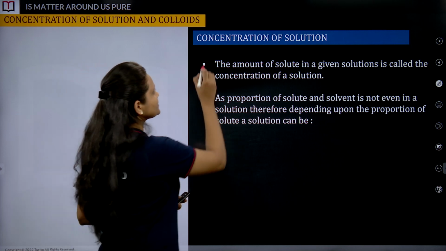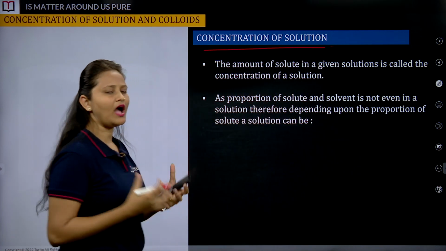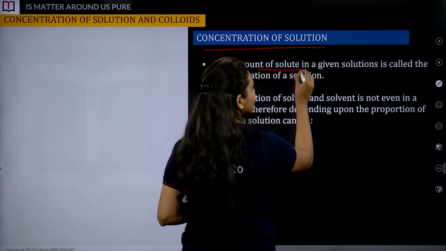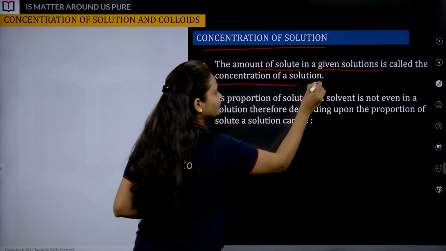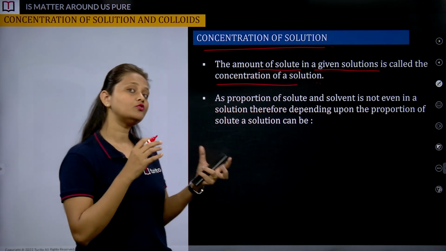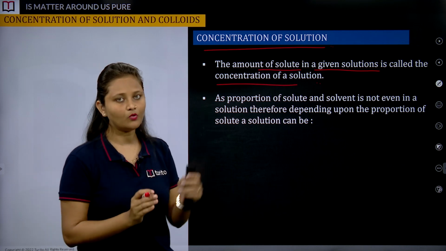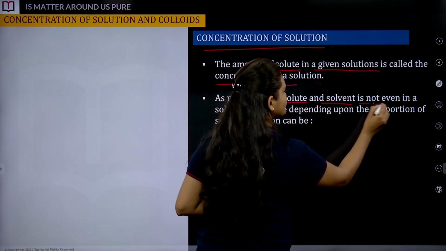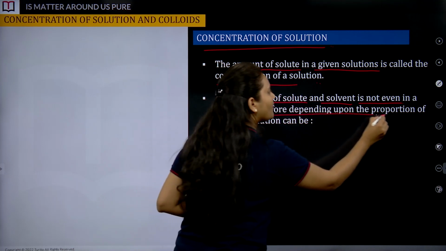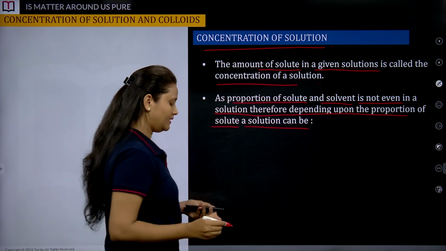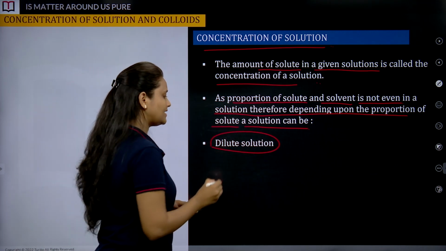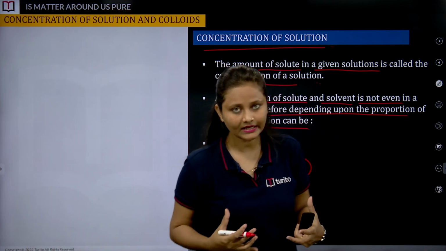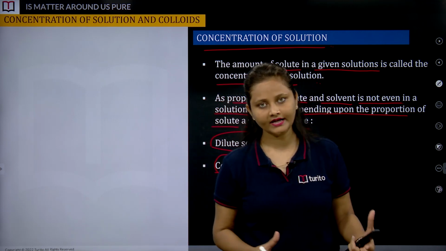We have the next term called concentration of solution. What do you mean by concentration? I am sure you must have heard this word. Students, the amount of solute in a given solution is called the concentration of the solution. We measure the total amount of solute which we have taken in the solution. That exact amount gives you the term called concentration of the solution. As the proportion of solute and solvent is not fixed in a solution, depending upon the proportion of solute we can classify solutions as dilute solution and concentrated solution.